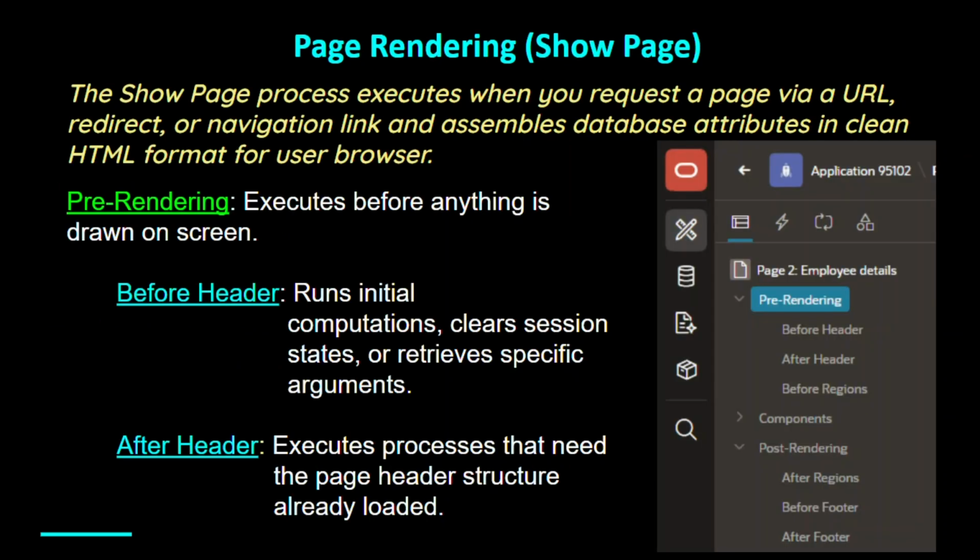Let's start with page rendering. This executes whenever you request a page via a URL, a redirect, or a navigation link. Its main goal is to assemble database data into clean HTML for your browser. Rendering happens in three main stages: pre rendering, regions, and post rendering. Pre rendering handles anything that needs to be calculated before a single element is drawn on the screen.